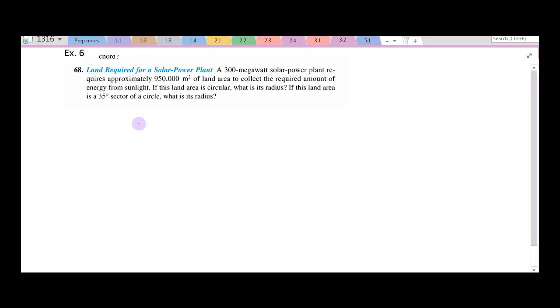They're giving us the degree of the sector of the circle, so we're kind of working our area of a sector formula backwards, if you would. So I'm going to draw a picture here just to show you what's happening. I know that I have some amount of land. The area has been given to me already, and I know that this angle in here is 35 degrees. So what I'm asked to find is, what is the radius of this sector?